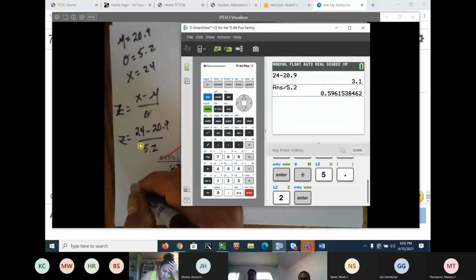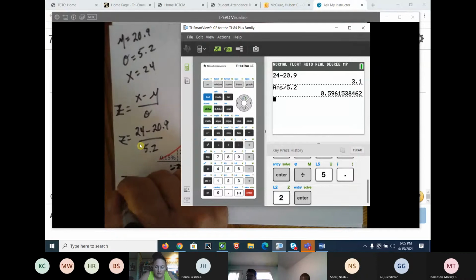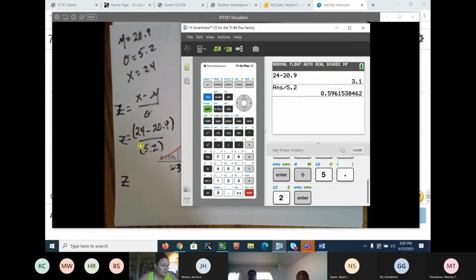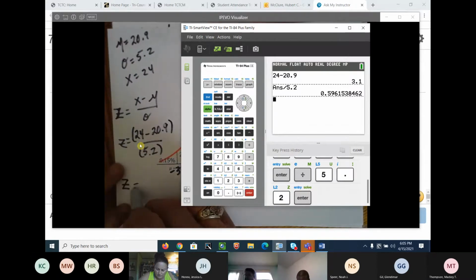Well, did you do it like I did? No, I did the whole question and then divided everything by 5.2. Well, you should have the same answer. No, use parentheses around this and around this. Okay, so that's what I'm not doing right then. All right.